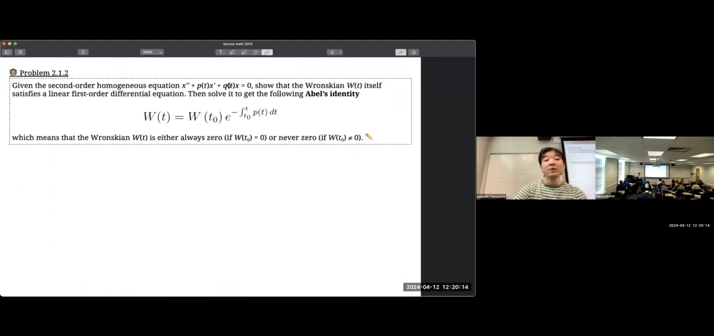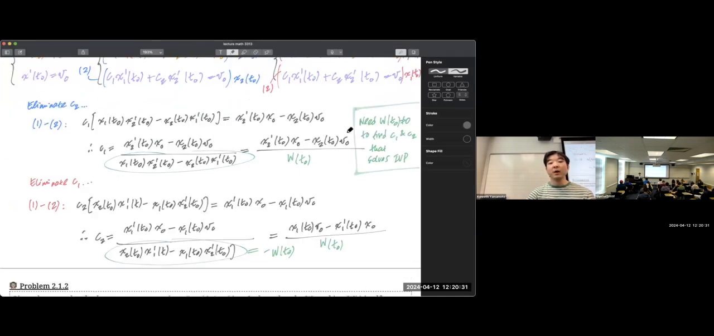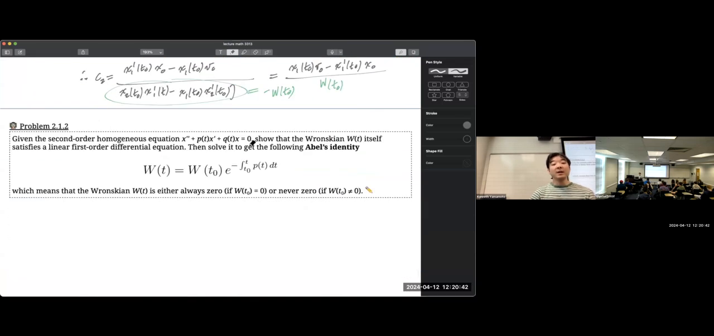So given a second order equation, show that the Wronskian itself satisfies a linear first order differential equation, and then solve it to get the following expression, which is called Abel's identity. I'm going to show that in a moment, but I want to point out the point of this. We talked about just before that in order to find the solution to any general initial value problem, you need the Wronskian evaluated at the initial time to not equal 0. But for any second order equation of this form, it turns out that whenever your Wronskian at the initial time is equal to 0, then your entire Wronskian will be 0 for all t.